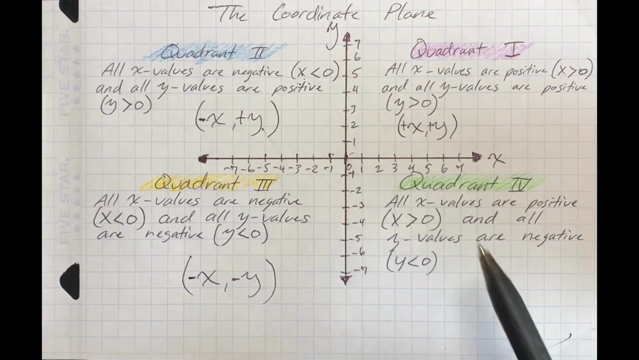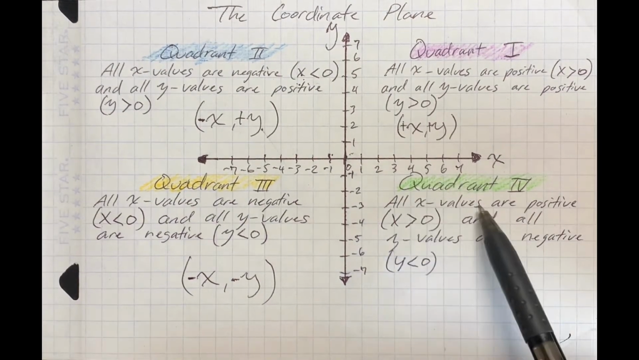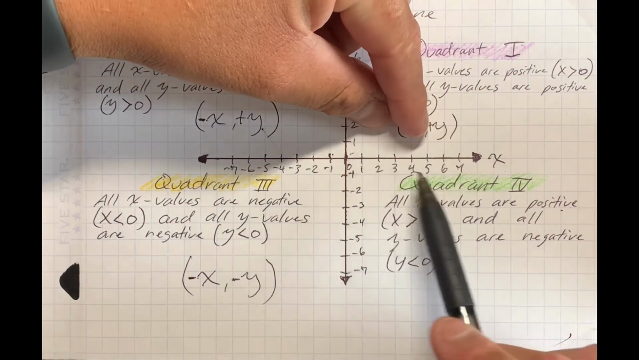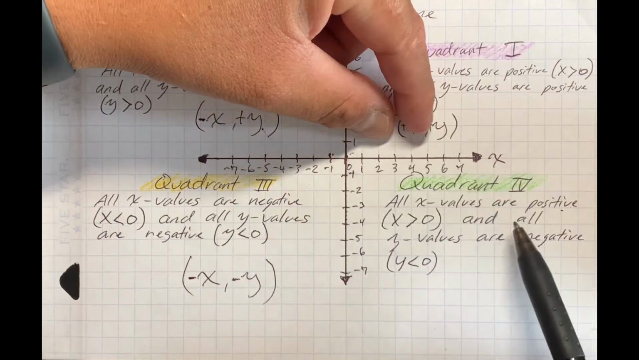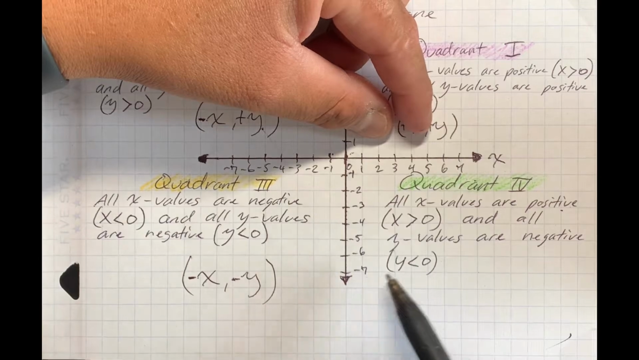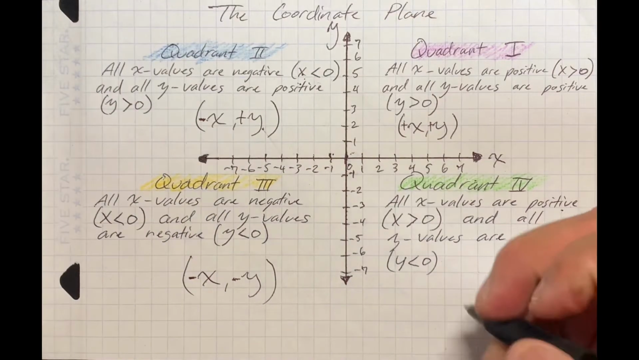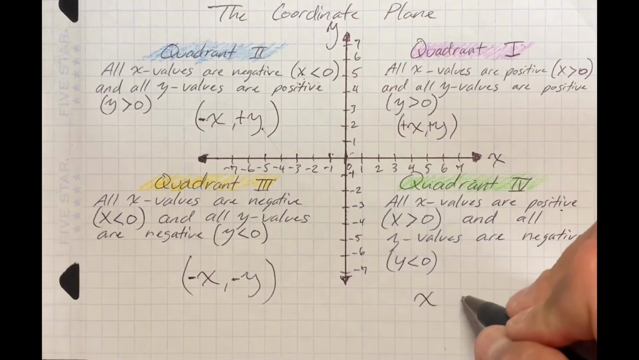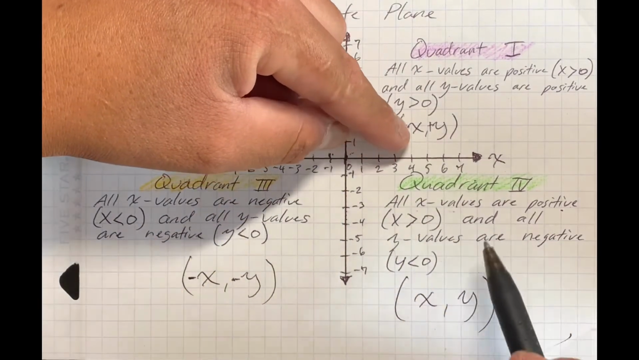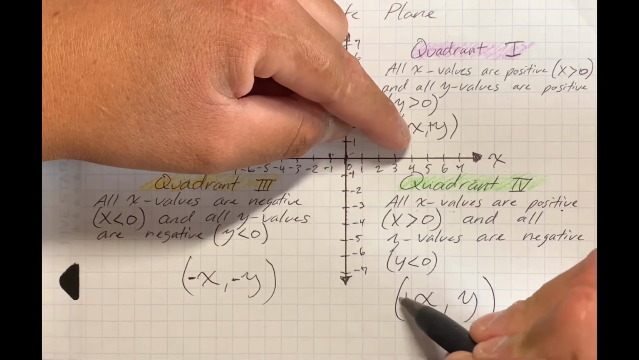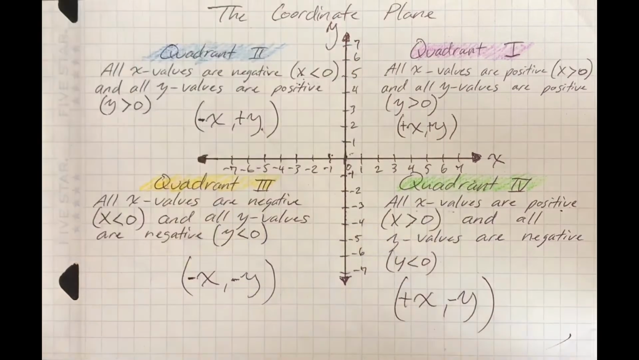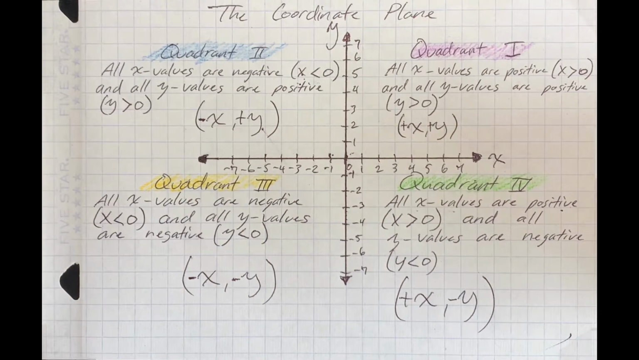And lastly, for quadrant 4, all the x values here in quadrant 4 are positive. So all these x values here are greater than 0. And all the y values right here are negative, and these y values are less than 0. Okay, so our ordered pairs here, your x values and your y values, your x values for quadrant 4 are positive integers, and the y values for quadrant 4 are negative integers. Okay. All right, there we go.